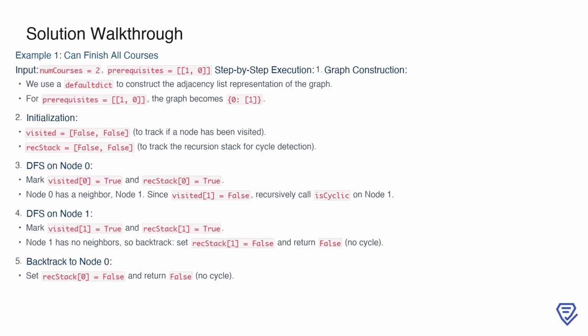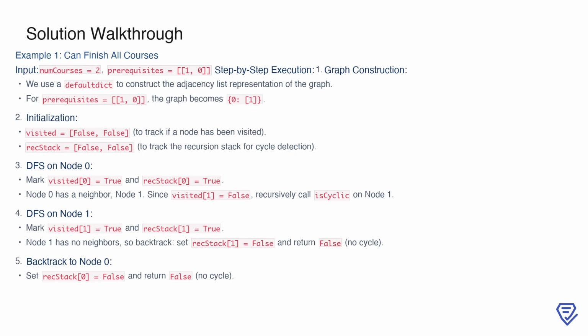Next, we initialize two arrays, visited, to keep track of which nodes have been processed, and recstack, to monitor the recursion stack for detecting cycles during the depth-first search, or DFS. Both arrays are initially set to false for all nodes. Starting with node 0, we mark it as visited and add it to the recursion stack. Since node 0 has a neighbor, node 1, and node 1 has not been visited yet, we proceed with a recursive DFS call on node 1.